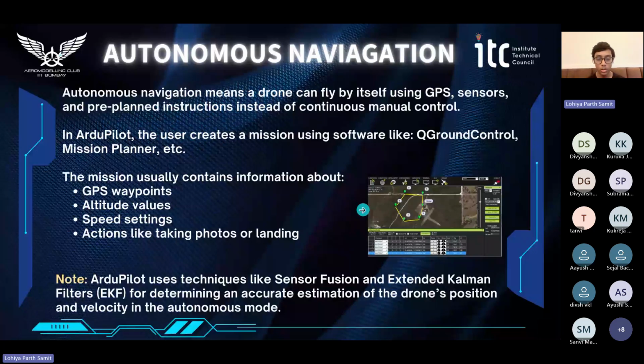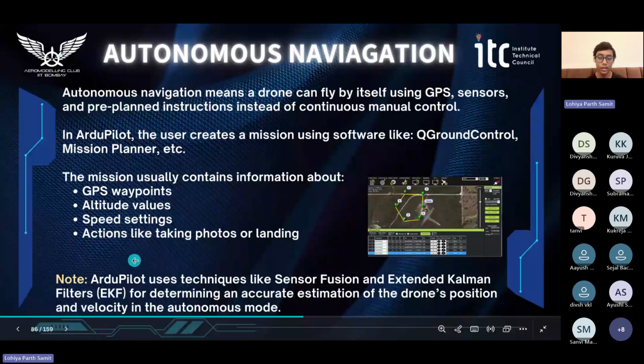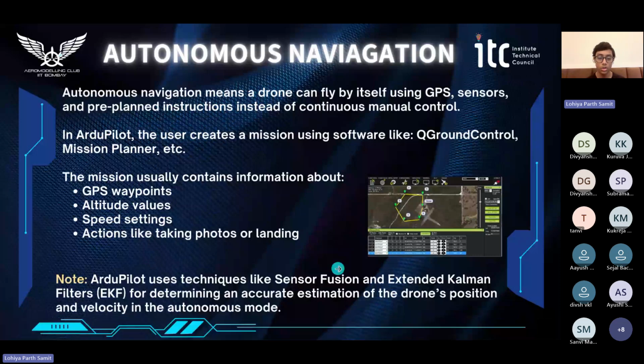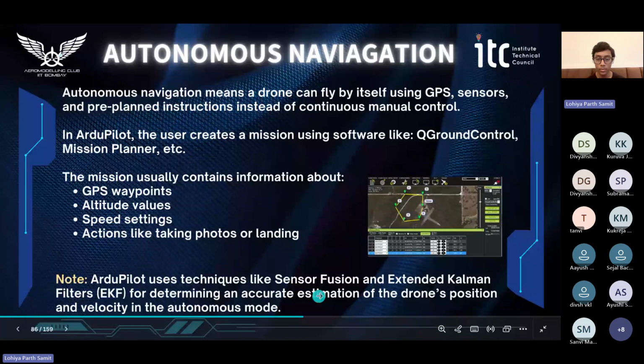And just a small note, ArduPilot uses techniques like sensor fusion and EKF for determining an accurate estimation of the drone's position and velocity in autonomous mode.